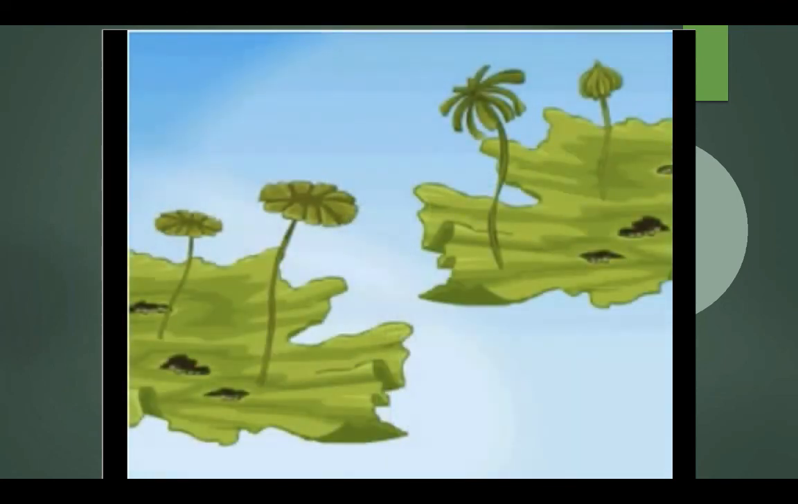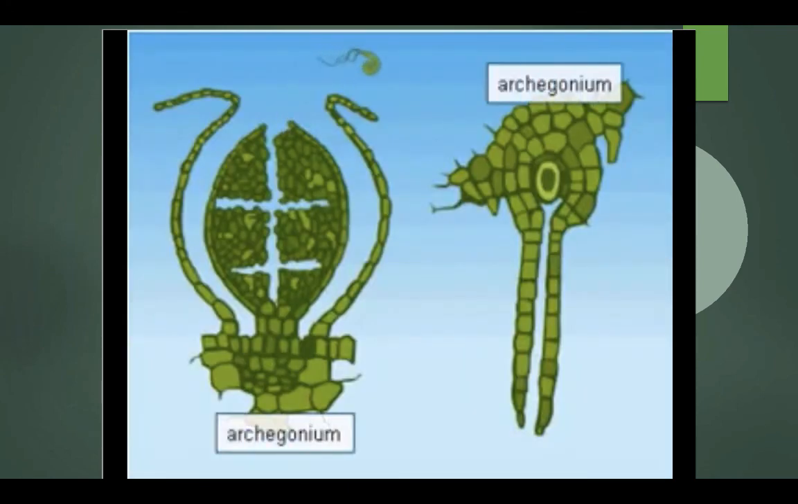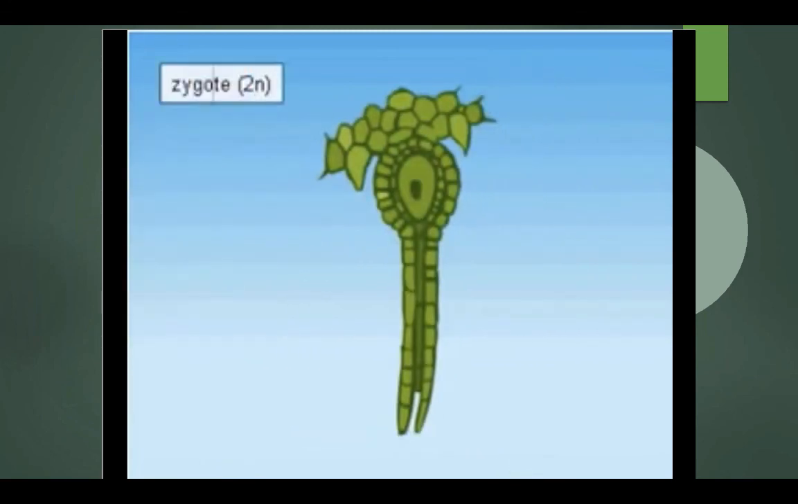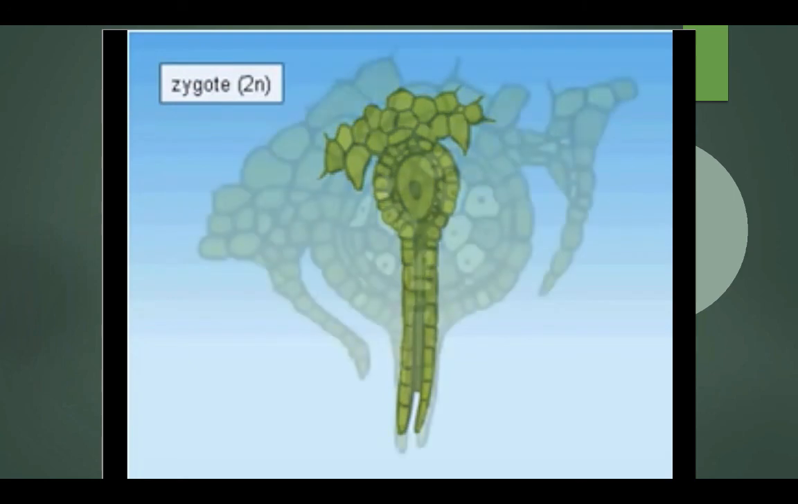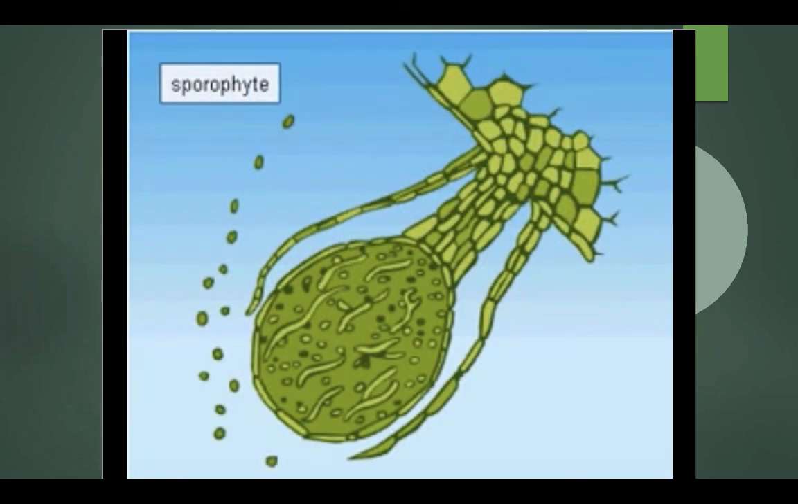When conditions are wet, the flagellated sperm cells swim from the antheridia to the archegonia, which contain the egg cells. They then fertilize the eggs, thereby producing diploid zygotes. The zygotes divide mitotically and eventually develop into sporophytes. Each sporophyte remains attached to a gametophyte.